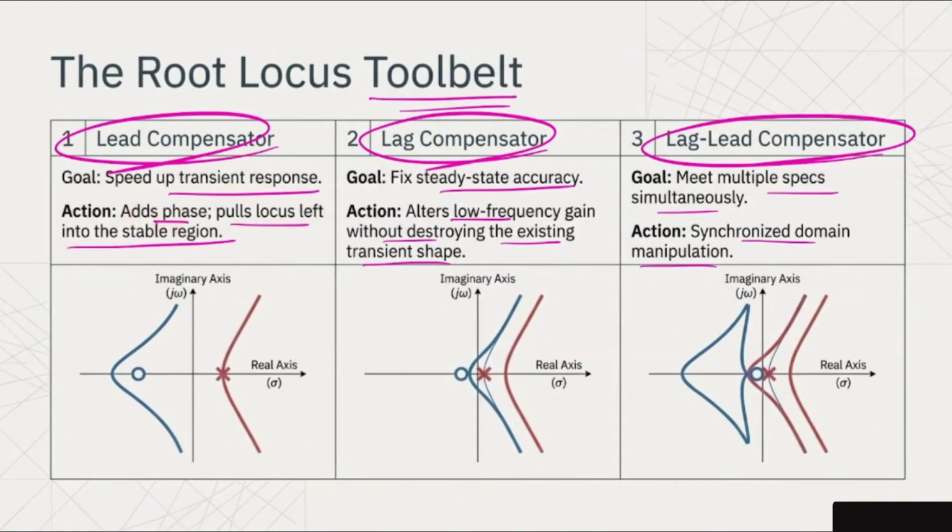It means that by adding some kind of zeros on the left side, I can guarantee that the root locus would move over here. Not only is it going to be stable, but it's also going to increase the speed.